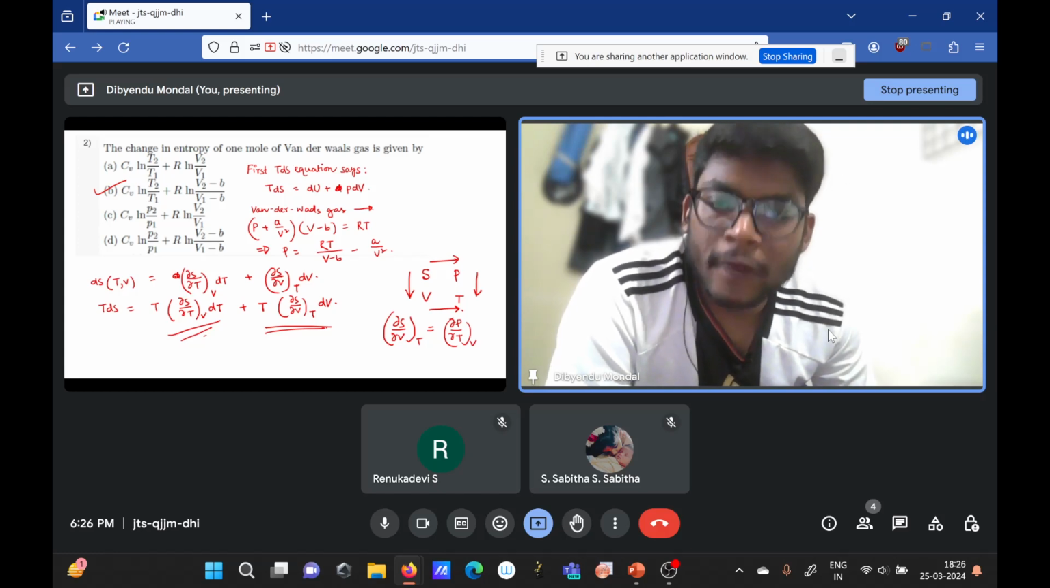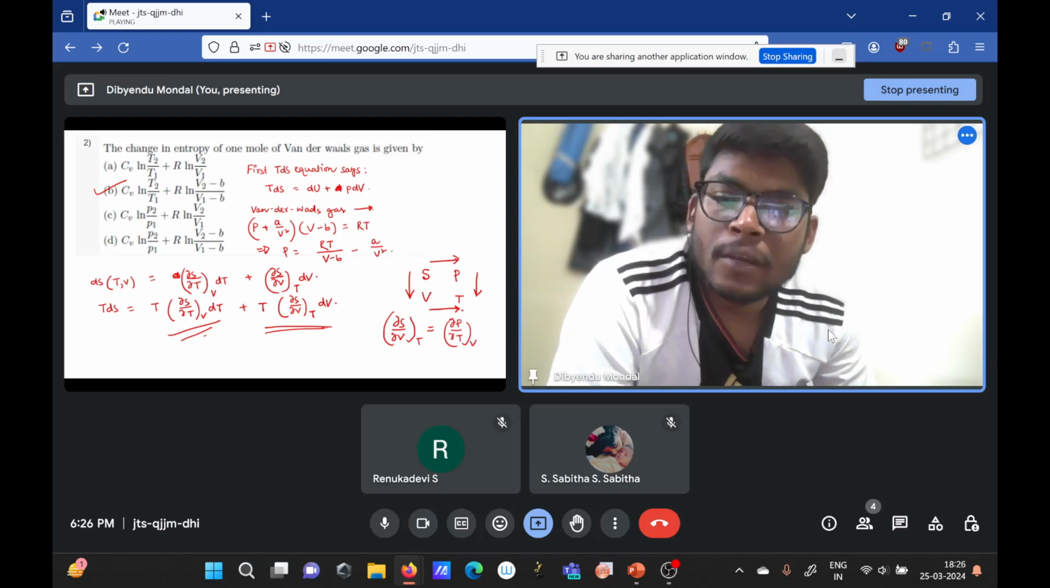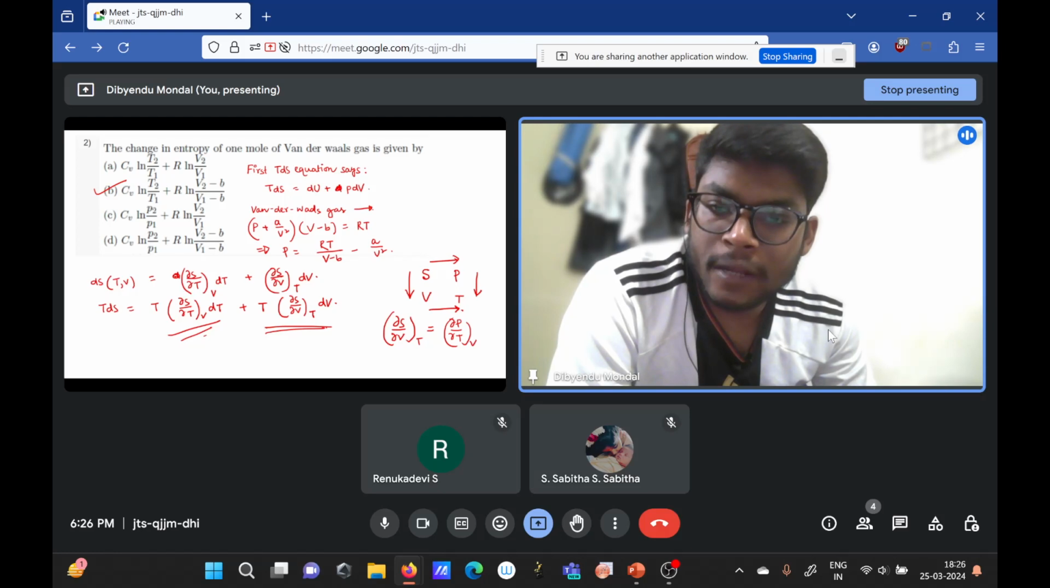So, for van der Waals gas, for 1 mole, the equation of state is (P + a/V²)(V − b) = RT. From there, if you do the algebra, you will get the expression for P, which is P = RT/(V − b) − a/V².